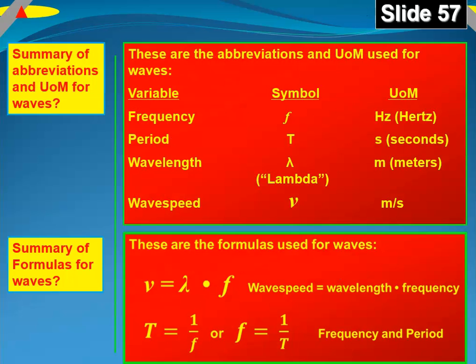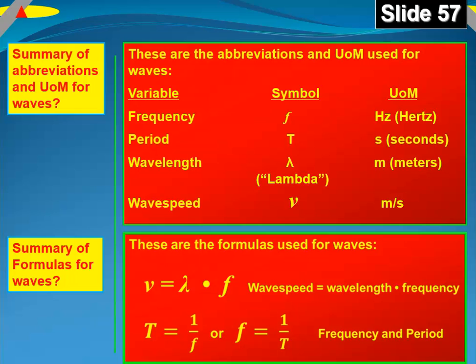So here's a summary of everything we've talked about so far. The abbreviations are: for frequency, it's kind of a scripted F, and the unit of measure for frequency is cycles per second, or hertz. Period is a capital T. Think of time. It's how much time it takes for one cycle to pass, and it's the reciprocal of the frequency.